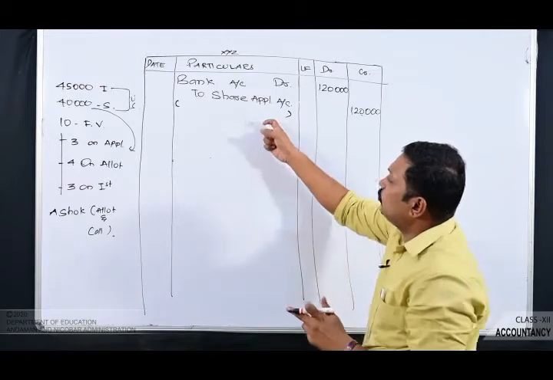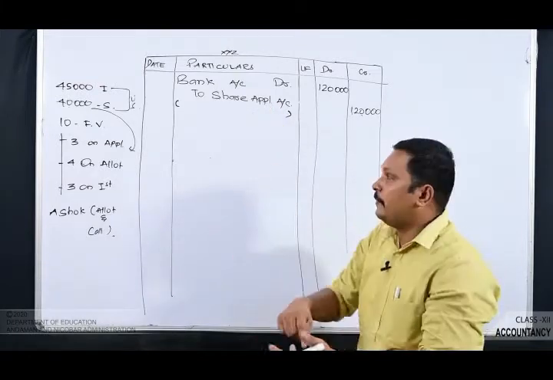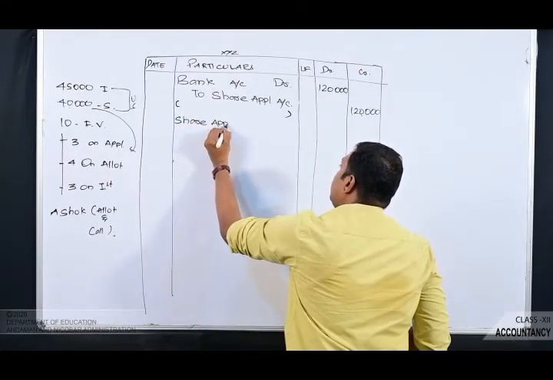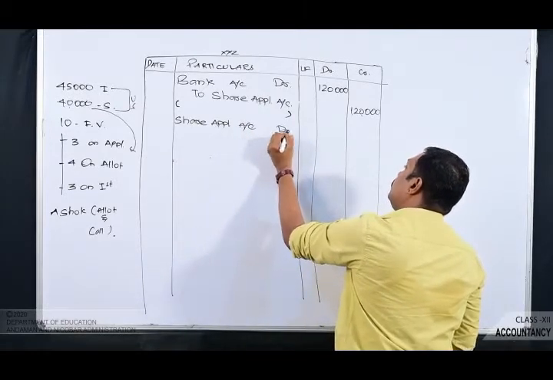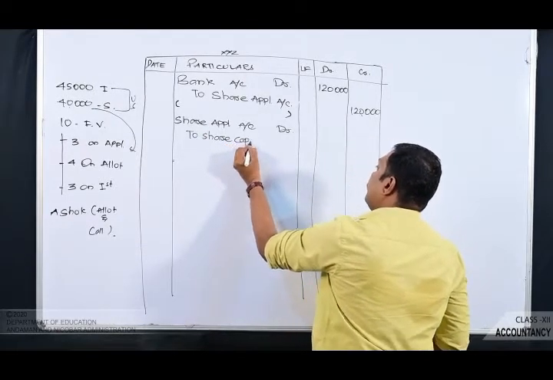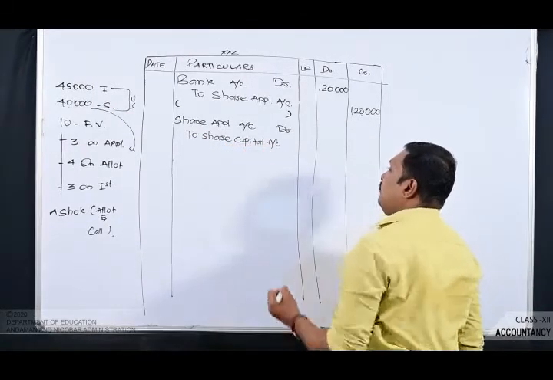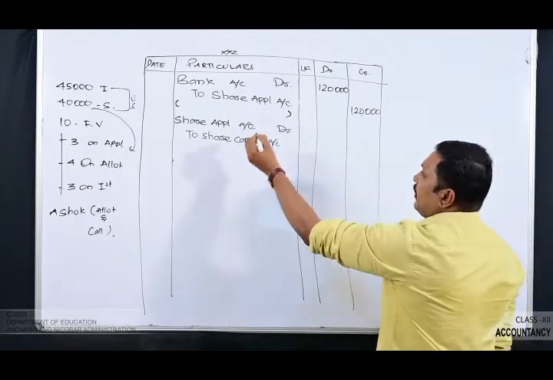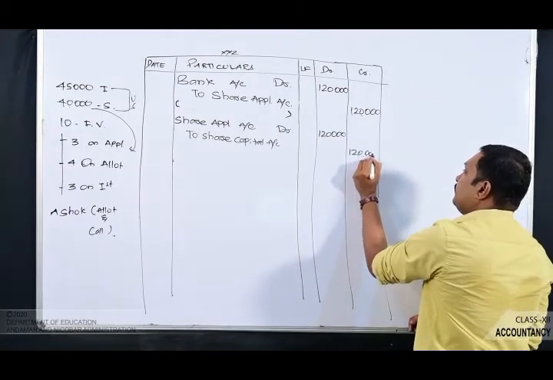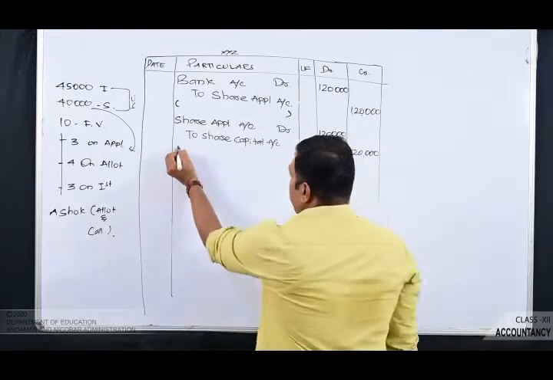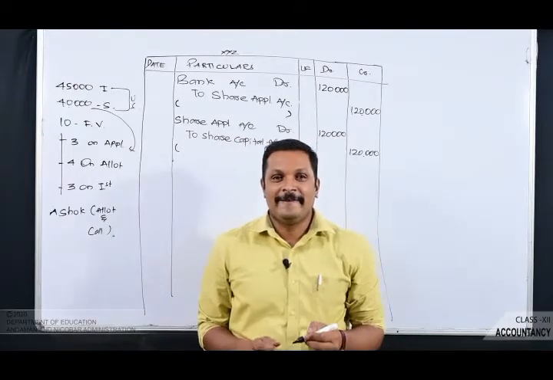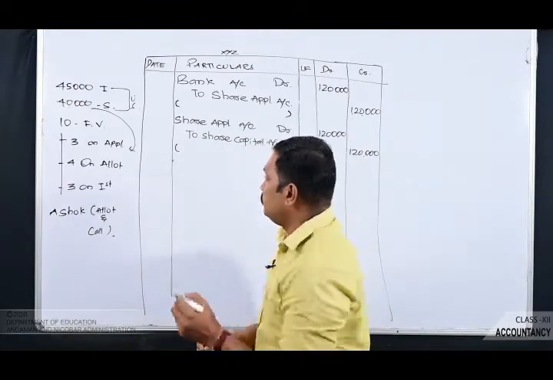Now, whatever amount we collected through applications, that money should be transferred to share capital. So the second entry, share application account debit to share capital account. So what is the amount? 1,20,000 we have to transfer to share capital. Clear? So the narration: being share application money transferred to share capital. Clear? Okay. So the first installment is over.